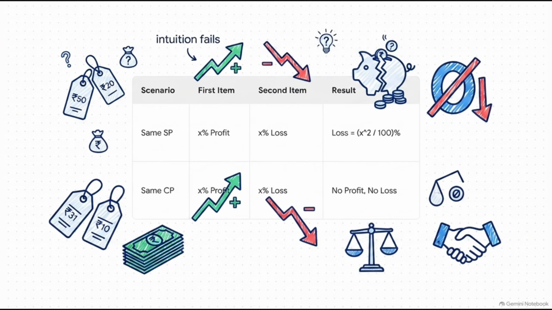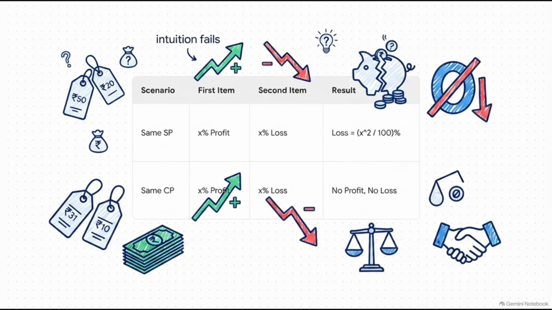Let's say you buy two items for exactly the same cost price, say 100 rupees each. You sell one at a 20% profit and the other at a 20% loss. You make 20, you lose 20. Overall result, no profit, no loss. You simply broke even.